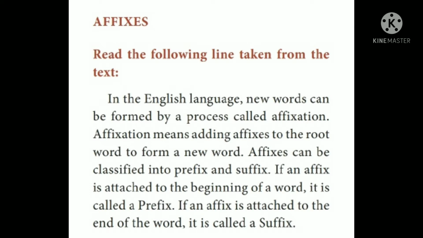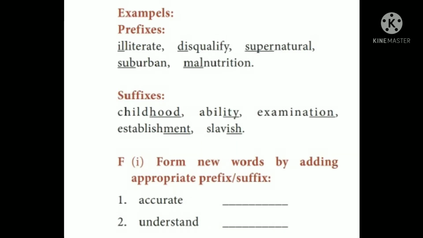So the word which is added in front of the root word or base word is called the prefix, and the word which is added at the end of the root word or base word is called the suffix. For example, bicycle, bi is the prefix. Likewise, harmful, harm is the root word and full is the suffix. So by adding these prefixes or suffixes, we can form as many new words as possible in English. Here, a few examples are given for prefixes and suffixes.